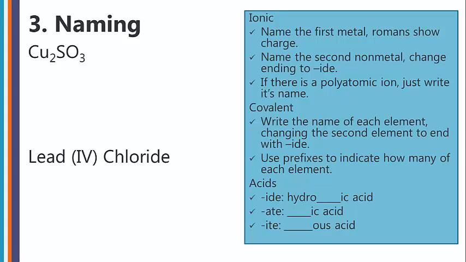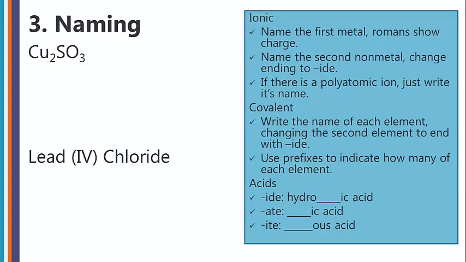In the case of a covalent compound, which is going to be all nonmetals, you write the name of each element, change the second element to end with "ide," and you want to use the prefixes to indicate how many of each element are present. The exception there is that you never start with mono. So even if the first atom has only one atom, you're not going to write mono. You're just going to leave that out.